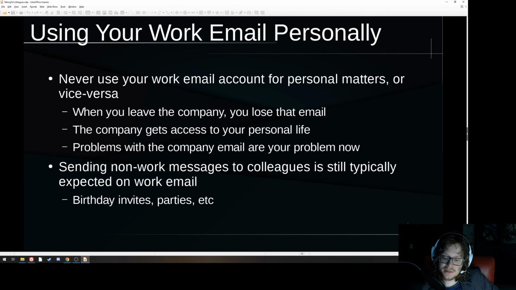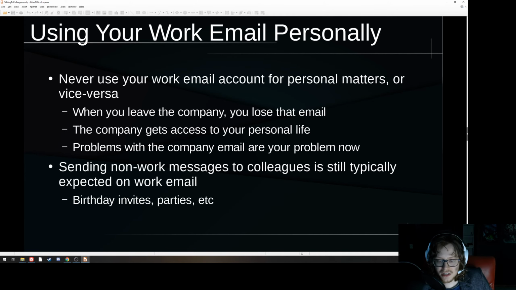Never use your work email for personal things, and vice versa. Don't use your personal email for work. Because when you leave the company, that's the primary reason, above all the others, okay? When you leave the company, you will lose your work email. So if you signed up for Netflix with your work email, your Netflix goes bye-bye.